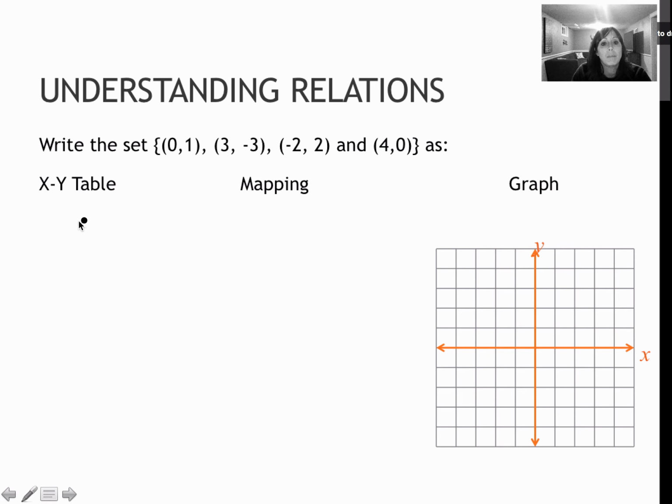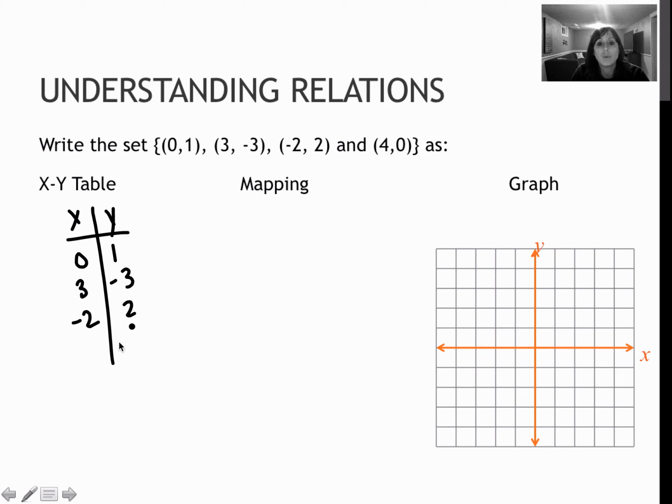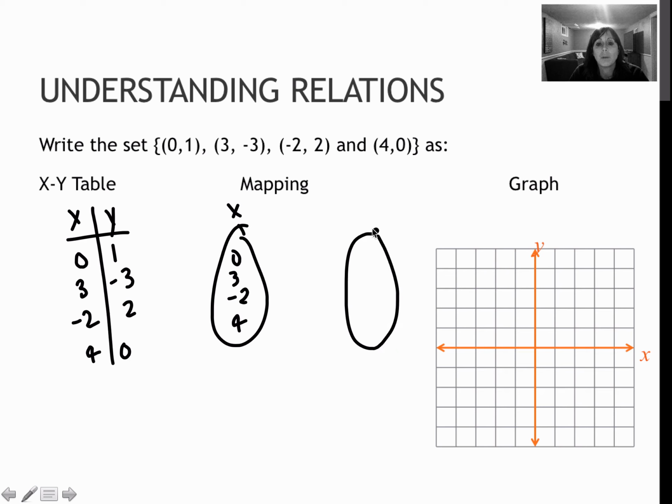Let's try this one, my XY table. Again, I would do every ordered pair, so (0, 1), (3, -3), (-2, 2), and (4, 0). My mapping, my X values are 0, 3, -2, and 4. Typically we try to put those in numerical order, but I sort of screwed that up right at the beginning. My Y values are -3, 0, 1, and 2.